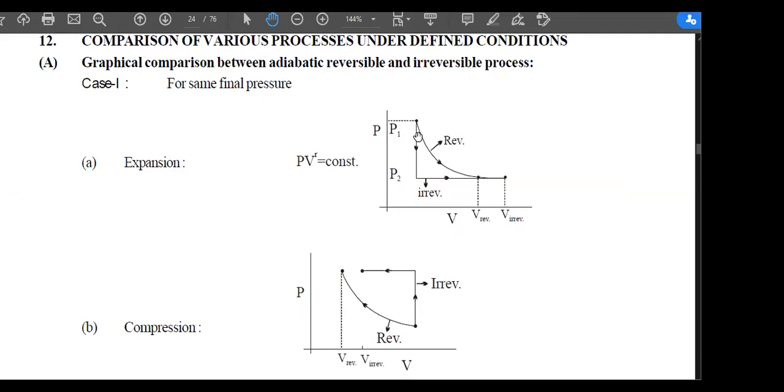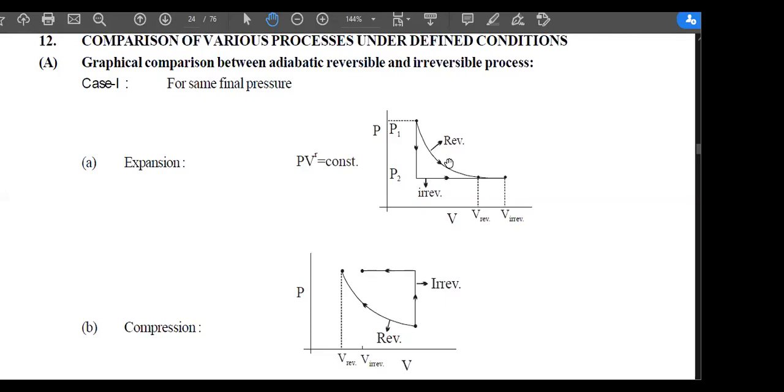Now if you see the graph in a reversible process, have we seen this graph somewhere? Tell me, have we seen this kind of graph in some other process? Anyone? Tell me, have you seen this kind of graph between P and V? Yes, Samarth, right? We have seen this kind of graph in the isothermal process also.